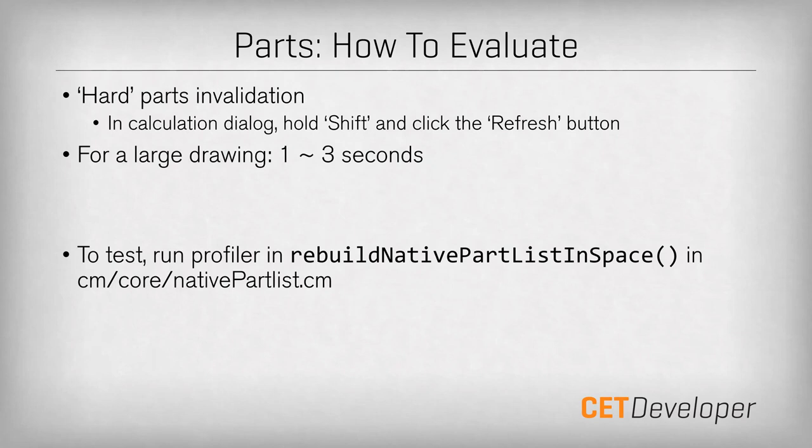If you want some hard data, if you actually want to insert, say, some probes or the profiler or something, this function, rebuild native part list in space, is a good place to do it. This is in CM core in a file called native part list. This is a nice high level place where this function will call fetch parts on all the snappers. It'll also run all of the hooks like merge hooks and after merge hooks and stuff like that. So yeah, a good place to insert some testing code.